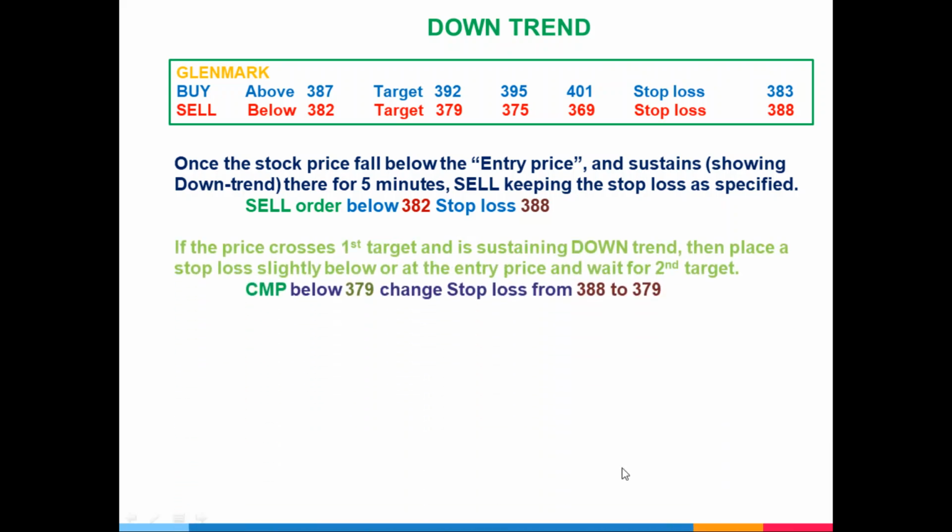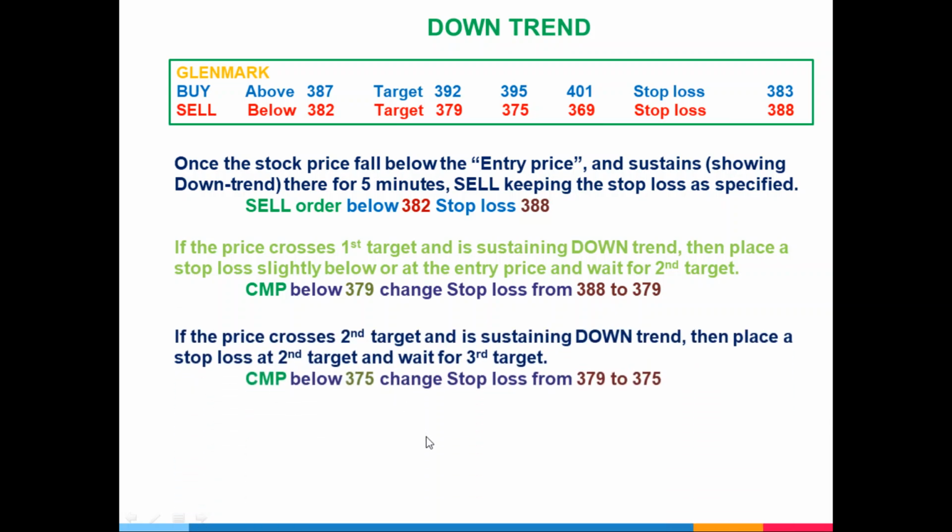Then I will wait for the price to fall below 379 levels. If the price crosses the first target and is sustaining the downtrend, then place a stop loss slightly below or at the entry price and wait for the second target. What I would do is, I will change the initial stop loss from 388 to 379. So this is the first target. Once the target is achieved and still the price is falling, then I will change my stop loss from 388 to 379 and I will watch if there is still potential for the stock to fall.